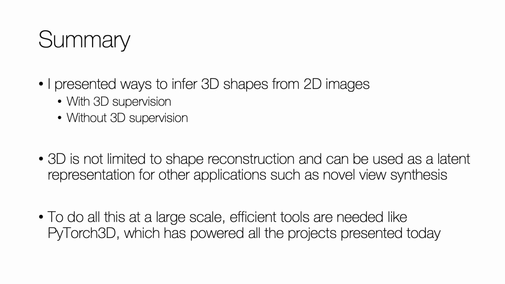To summarize, I presented ways to infer 3D shapes from 2D images, with or without 3D supervision. But 3D is not limited to shape reconstruction. It can be used as a latent representation for other applications, such as novel view synthesis. And to do all this at a large scale, efficient tools are needed, like PyTorch3D, which has powered all the projects presented today.